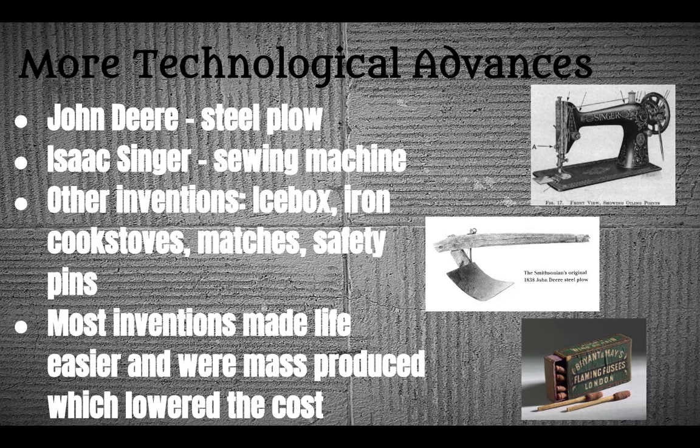So overall, like most of these inventions, they are just making life easier. You've got the sewing machine invented by Isaac Singer, which is going to help you sew your clothing together instead of doing it by hand. You have a machine. In the 1830s, something called an ice box is invented, so you could use ice to keep your food cold. Iron cook stoves are another invention, matches, safety pins, the list goes on and on. But basically what you're seeing are products being invented that are making people's lives easier.